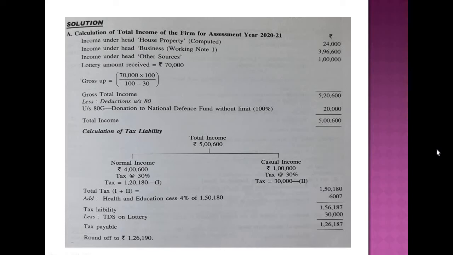So for total income, we have income under the head house property, which has already been computed at rupees 24,000. Then we can see we have income under the head other sources. So since they have given you the net amount, then you have to gross it up. So if you have to gross it up, we know that TDS for winning from lottery is 30%. So if you gross it up, it will come to rupees 1 lakh. Then for income under the head business, there's a working note. So now let's see how it has been computed.